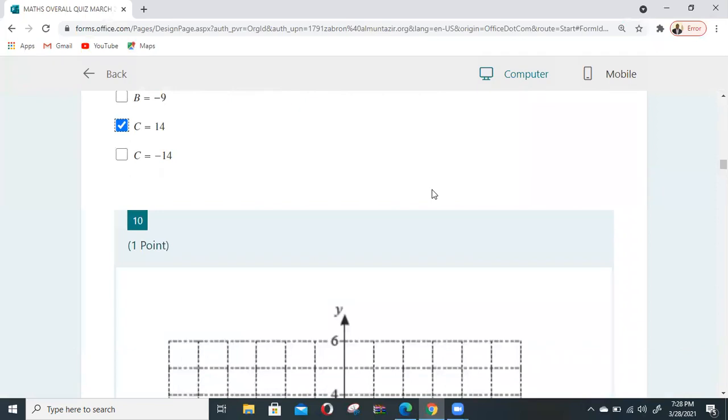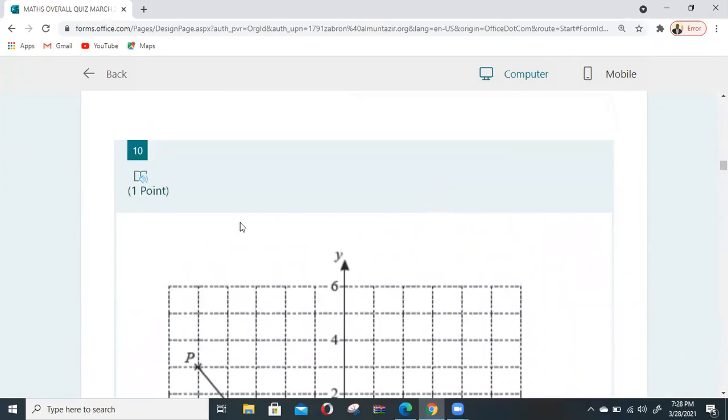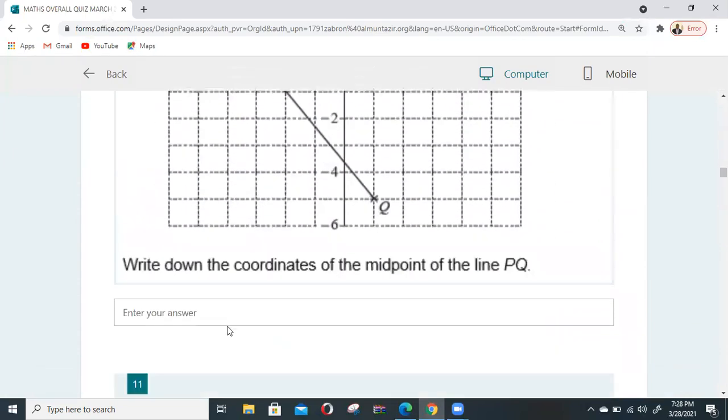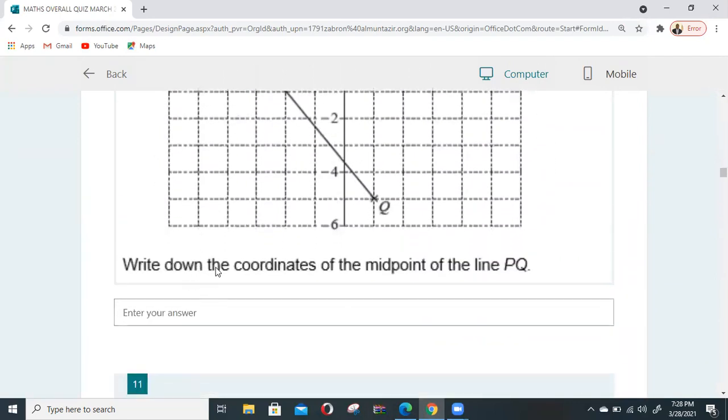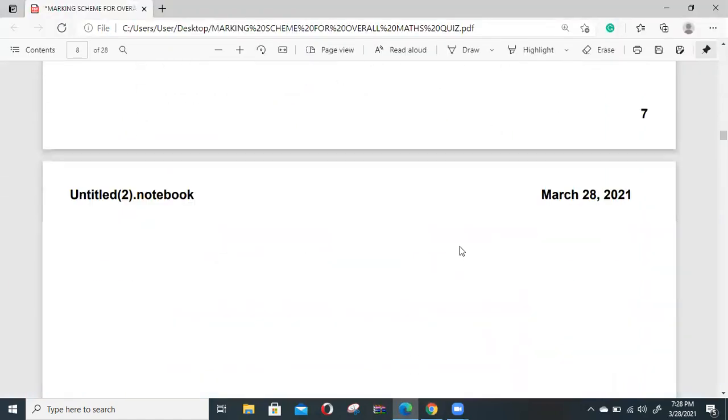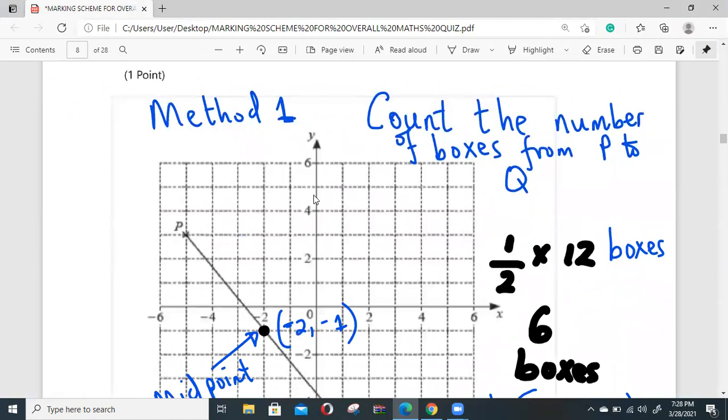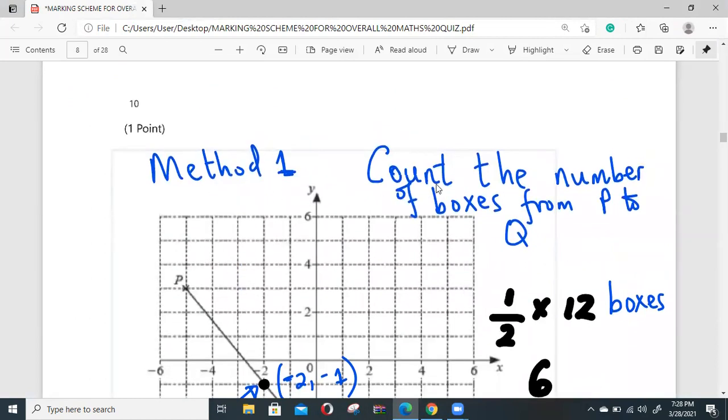I'm done, right? So the next question is this one. The question is asking for the coordinates of the midpoint of the line. Go ahead using the formula or counting the boxes. So here we go. We have method 1, count the number of boxes from P to Q.